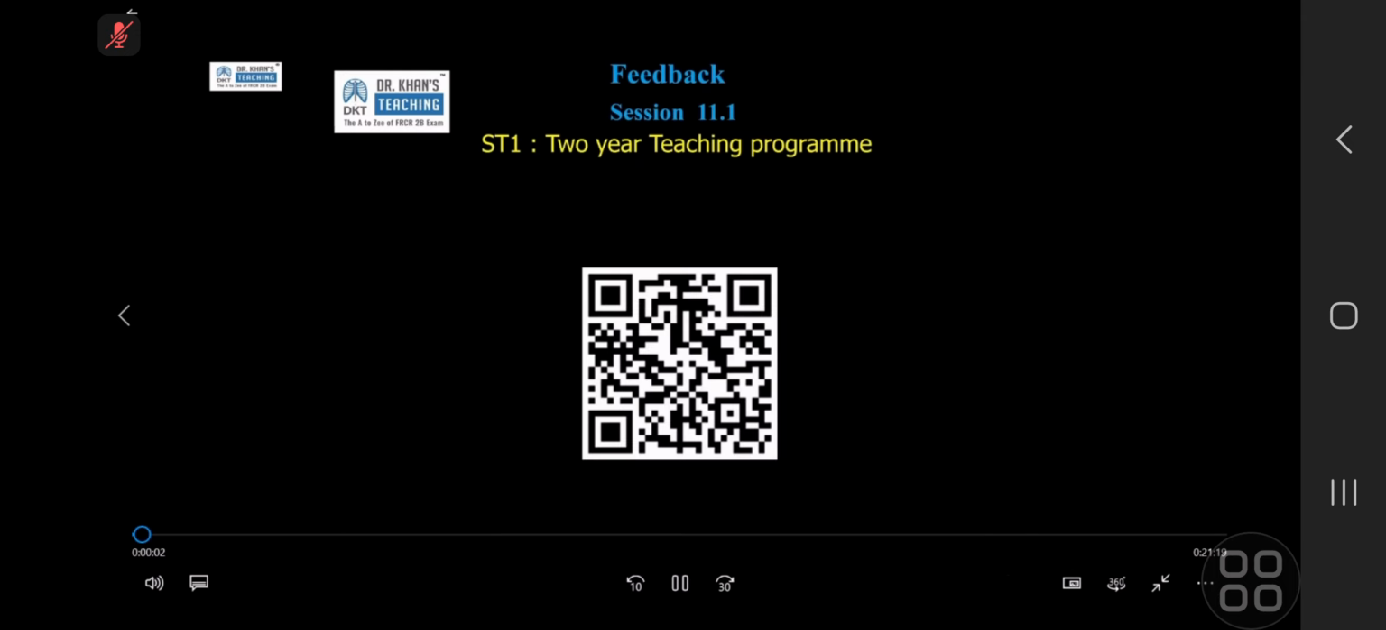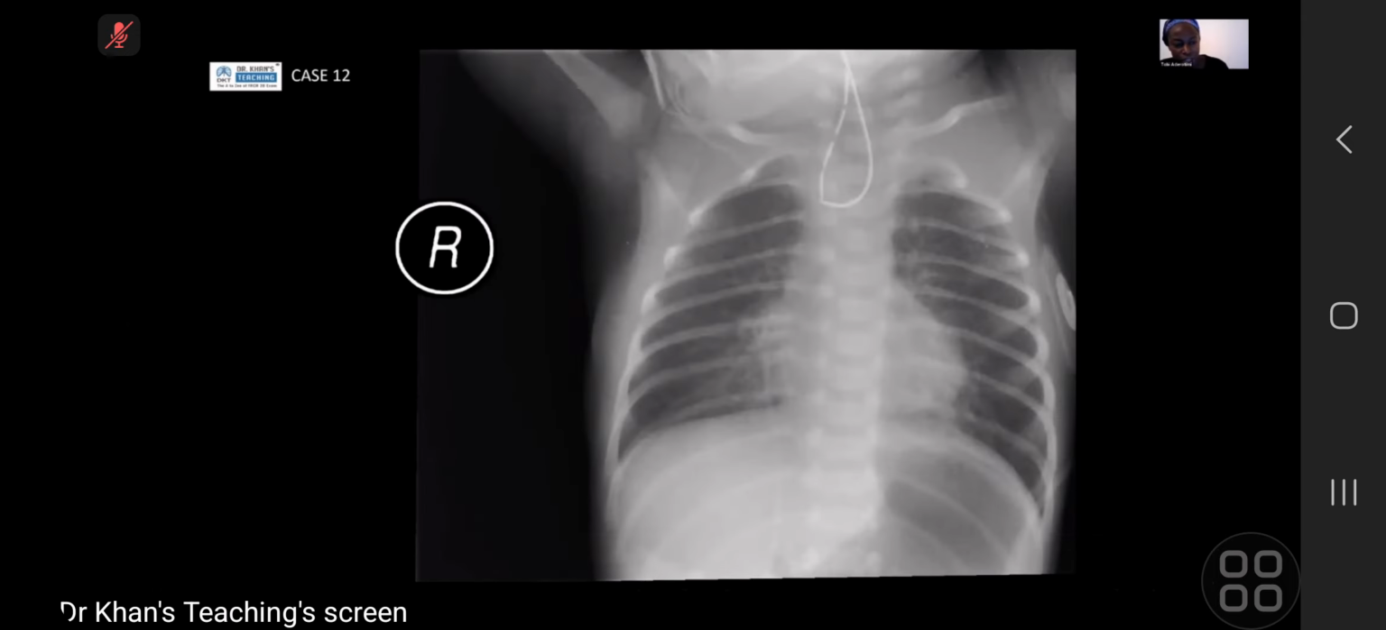Okay. Yeah, this one. So this is the first case. So it's a chest X-ray of a neonate, and you can see here. This is the... Sam, can you point out the NG tube for me, please? No problem. There we go.